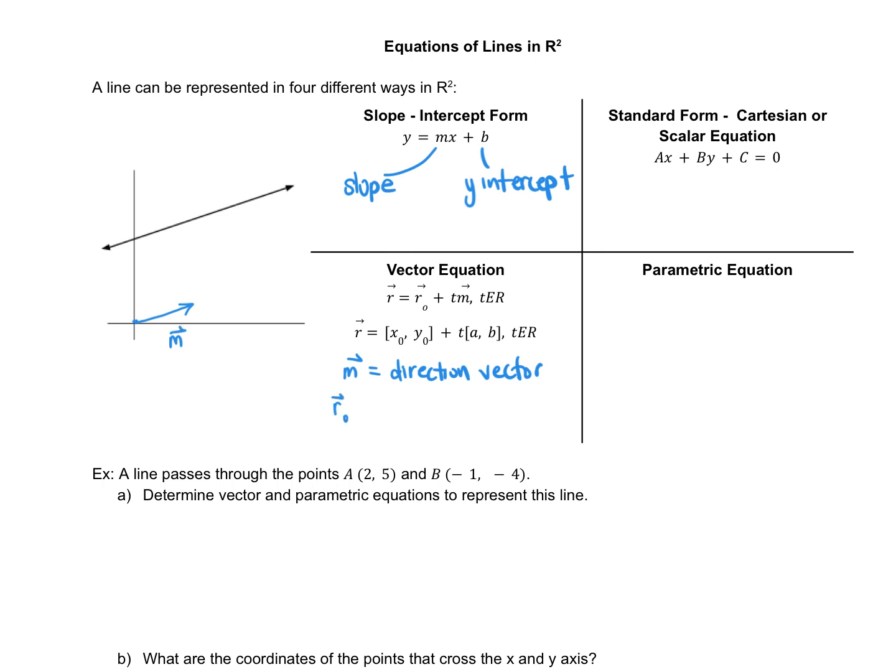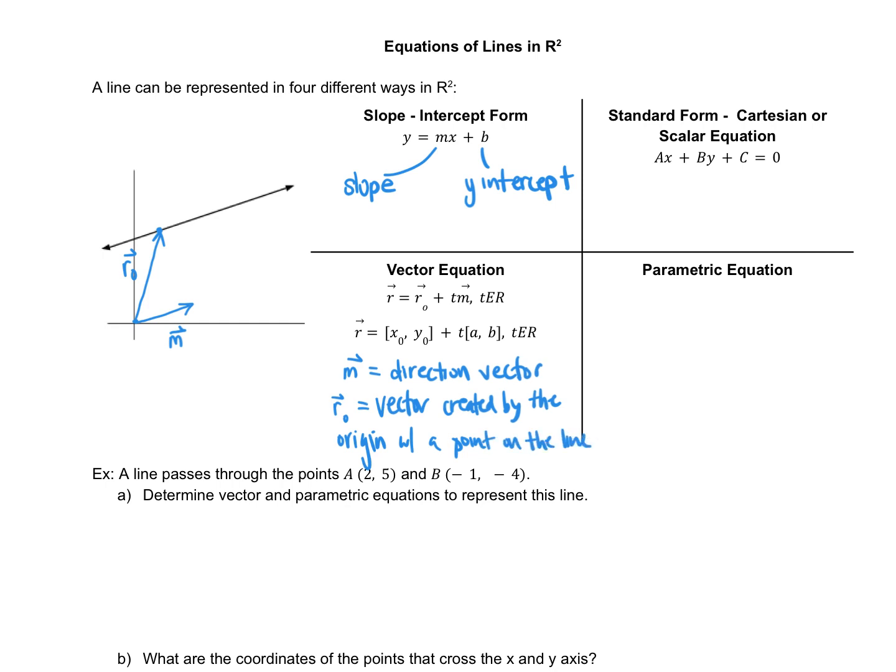Vector r naught is a vector that begins at the origin and will connect to any point on the line. For example, let's pick randomly this point here. This is vector r naught. Okay, so a vector created by the origin with a point on the line.